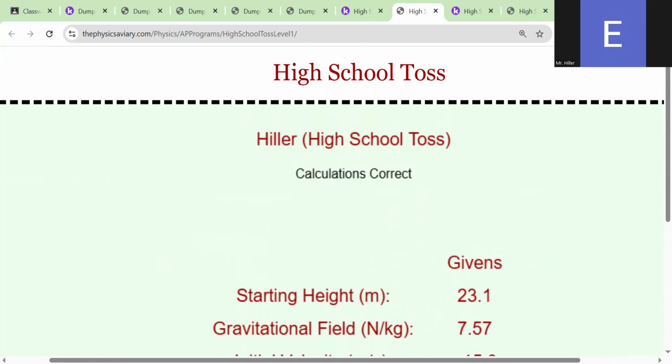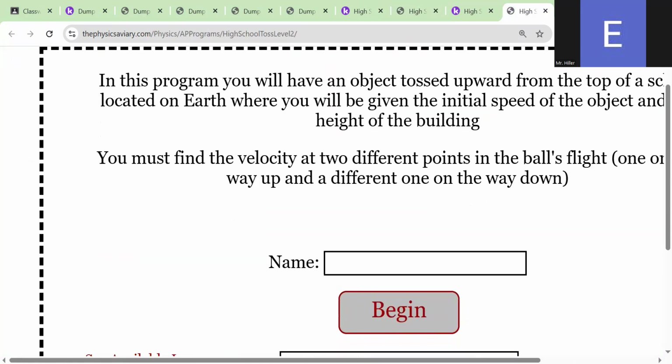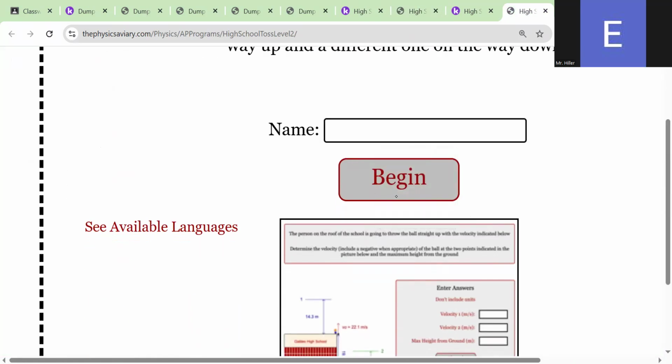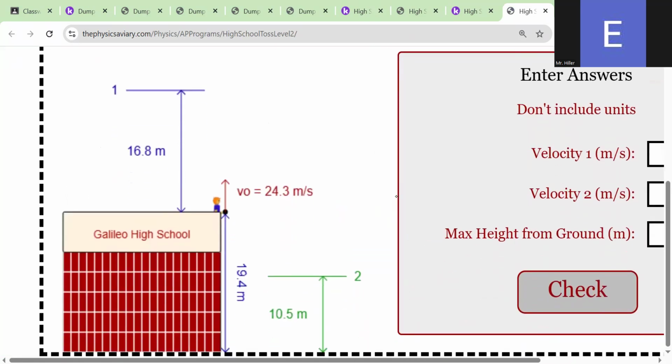Well, if you got question number 5 right, on to the final question. Number 6, high school toss level 2. Now, similar question, you're going to be given an upward velocity. But in this question, you have to find the velocity in two locations. Location 1 and location 2. Location 1 will be above the height of the building. Location 2 will be when the ball is on its way back down below the height of the building. And then the last part, of course, is to find the max height off the ground.